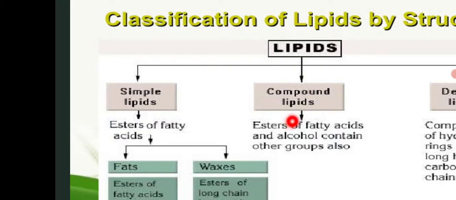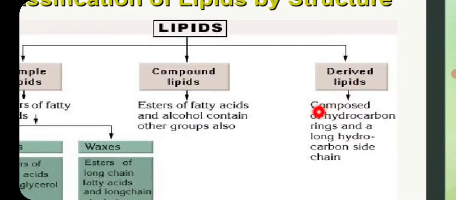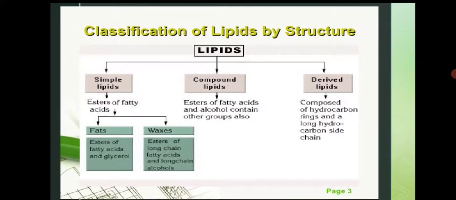Other groups like phosphate group might be there, sulfate group might be there. So different groups along with fatty acid and alcohol are known as the compound lipids. Last is derived lipids. Derived lipids are composed of hydrocarbon rings and a long hydrocarbon chain. Hydrocarbon means they contain hydrogen as well as carbon. So these are made up of hydrogen and carbon chain, or hydrogen and carbon ring. Those are the derived lipids.